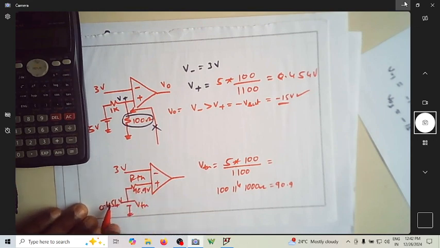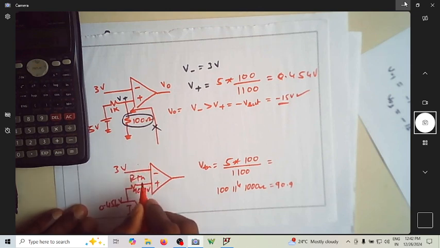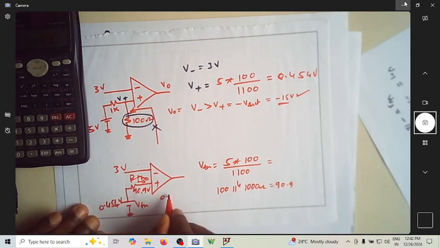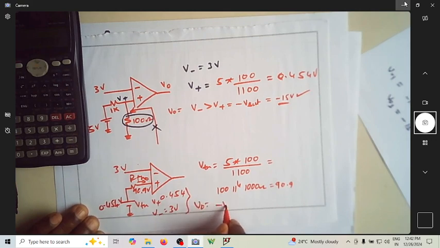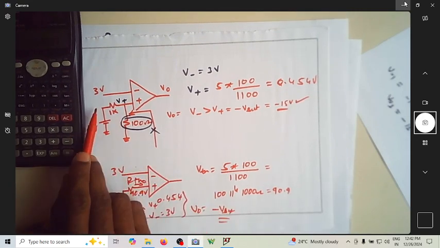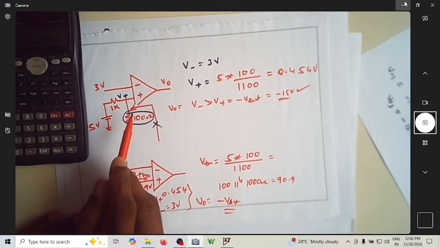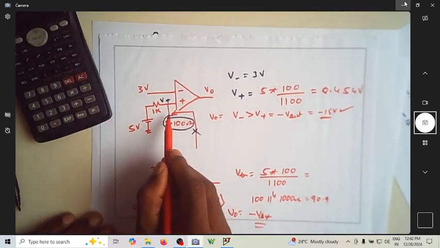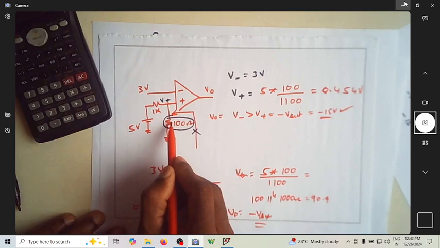So how much is the voltage here? It is 3. How much is the voltage here? Because the current going here is 0, the entire voltage will reach there. It is 0.454 volt, which is V plus. How much is V minus? It is 3 volt. So naturally V0 is minus V sat. So you have to consider this resistor. This is not redundant now.